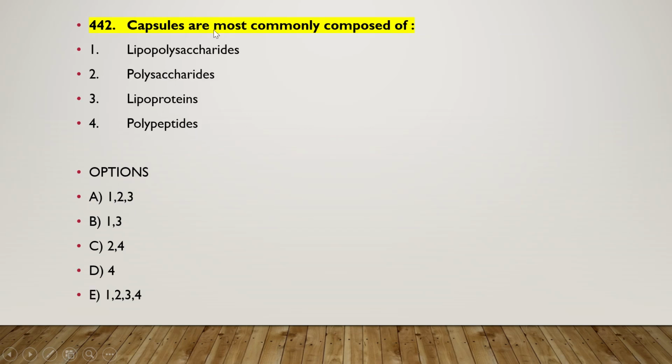Okay, next one is: capsules are most commonly composed of lipopolysaccharides, polysaccharides, lipoprotein, or polypeptide. And the right answer is option C. That is 2 and 4. That is polysaccharide and polypeptides is the correct answer, which capsules are made up of.